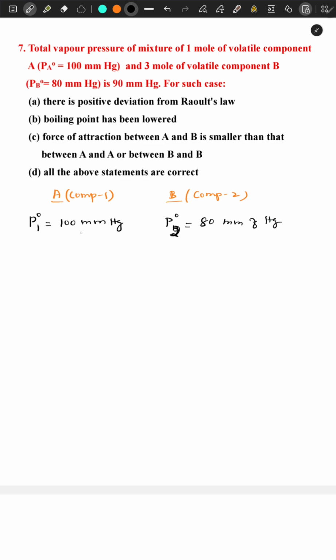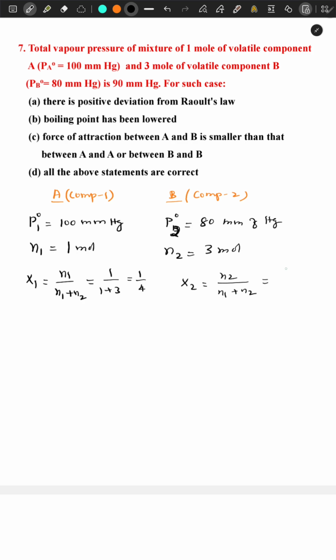And then they have given 1 mole of volatile component A. So the number of moles of component A, that is N1, is 1 mole, and the number of moles of component B is 3 mole. Now you calculate the mole fraction of component A, that is Chi1. The formula is N1 by N1 plus N2, so that will be 1 by 1 plus 3, that is 1 by 4. Similarly, you can find Chi2, that is N2 divided by N1 plus N2, so that is 3 divided by 4.